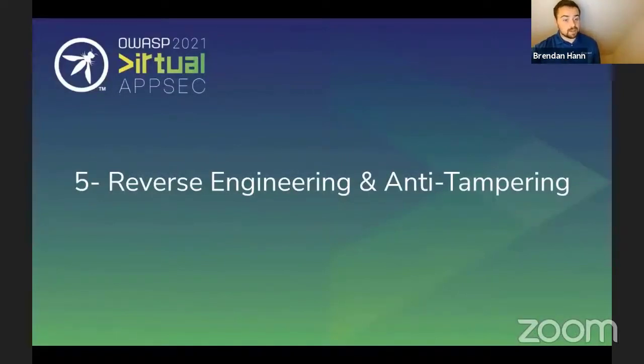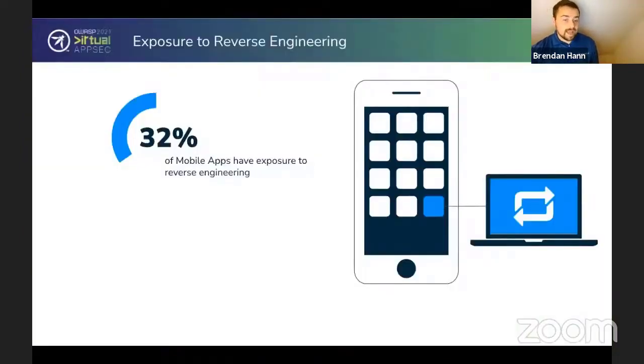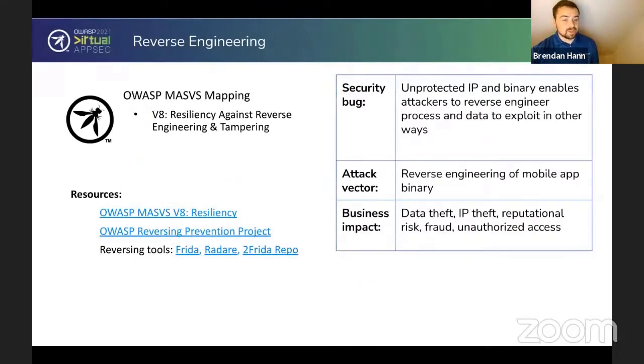So the fifth area is reverse engineering and anti-tampering. We've talked about this as the plus R, and we've talked about this as one of the domains, but this should be the fifth thing that you focus on the most. Almost a third of the apps available on app stores today have exposure to reverse engineering. This means that an attacker could steal data, IP, or get unauthorized access to an app. They can also learn more ways to exploit the application once it is reverse engineered, as they have kind of full reign over the app at that point.